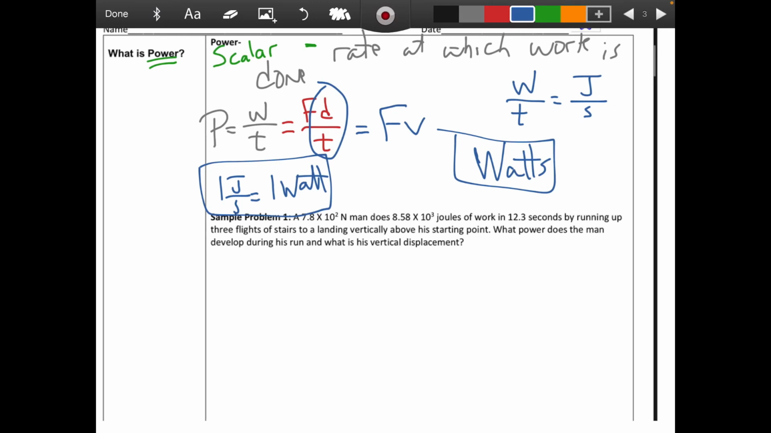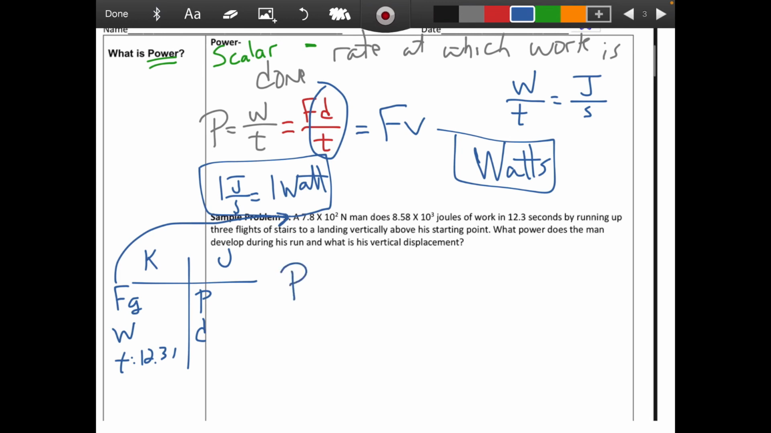Okay, so first let's consider what we have, and it's going to be tough here. I didn't give myself enough room, but we know the weight, so I'm just going to put the weight as what we know. We also know the amount of work done. We know the time, which is 12.3. What we don't know is the power developed or the vertical displacement. So first, what we want to get is power.